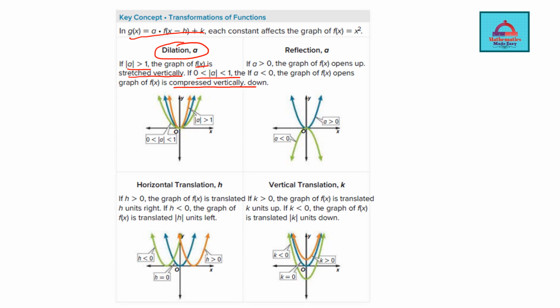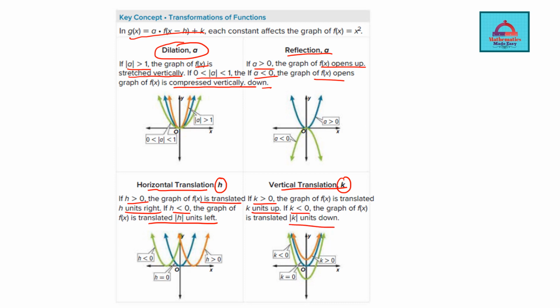Next is reflection. As I told you, if the value of a is negative, less than 0, the graph opens down, or reflects across the x-axis. So this is the x-axis. What is up comes down. If it is positive, there is no change and the graph stays as it is. Then you have horizontal translation, which comes from the value of h. If it is positive, the graph goes h units right. If it is negative, it goes h units left. Then the k value gives you the vertical translation. If it is positive, it goes up on the y-axis. If less than 0, it goes down.